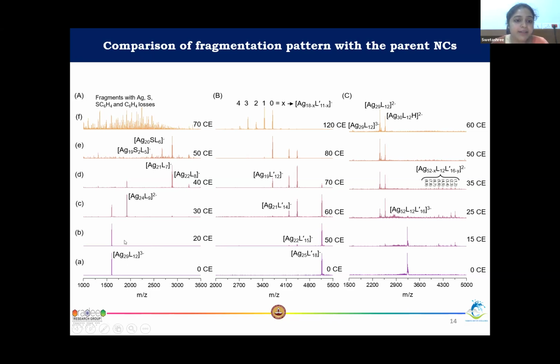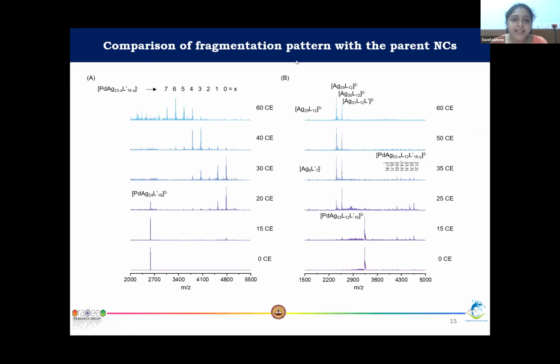Here we can see that when we fragment Ag29, it gives fragments of Ag24 in 2- and Ag22 in 1- charge state, and then at 40 collision energy, the Ag29 cluster fully fragments, giving all different silver, sulfur, and benzene ring losses. Similarly, when we fragment Ag25, it doesn't fragment up to 40-50 collision energy, and then it starts fragmenting, losing an Ag3L3 unit, and subsequently silver ligand fragments are generated in the lower mass range. But the dimer fragmentation pattern is entirely different from these two.